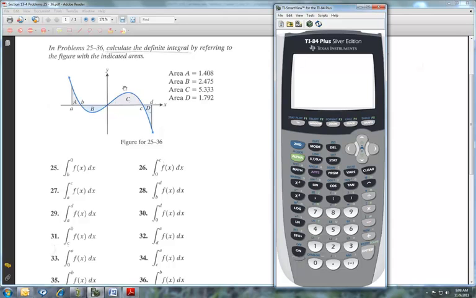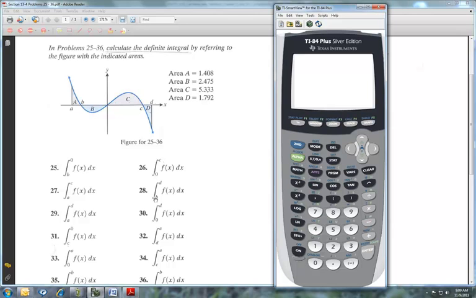C, going from 0 to C, would be positive, but D right here, going from C to D, my left-hand limit to right-hand limit, or lower to upper, because it's under, it would be negative. So technically, if I had the integral from C to D, it would be a negative 1.792. So here's this function. They want me to go from 0 to C, so my left-hand value is 0. They want me to go here, so it's referring just to C alone. Since it is above, my answer would be 5.333. That would be the answer for that one.